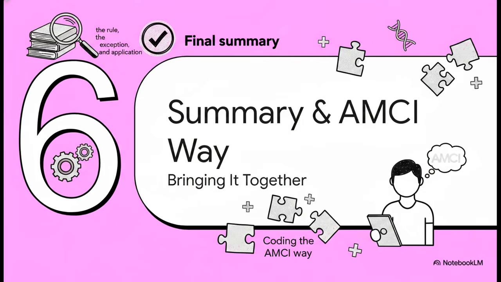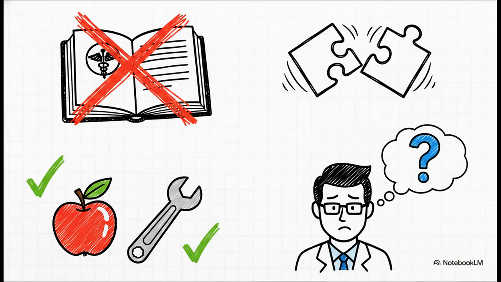And finally, Section 6, Summary in the AMCI way. Let's pull all of these pieces together and bring it home. Here are your core takeaways. Number 1, Excludes 1 fundamentally means not coded here. Number 2, it prevents related codes from coexisting on your claim because the conditions physically cannot coexist. Number 3, the massive exception is that if the conditions are completely unrelated, you can and absolutely should code both. And number 4, if you are ever unsure, query the provider.